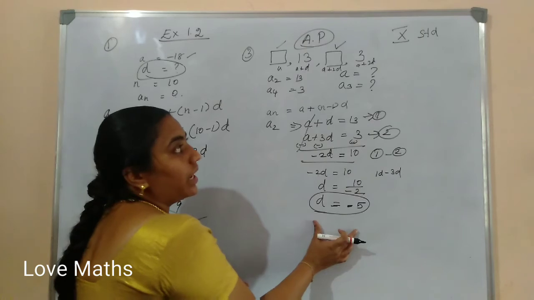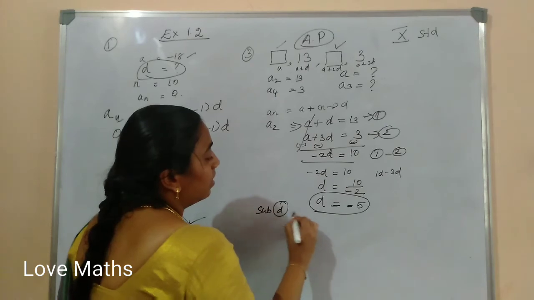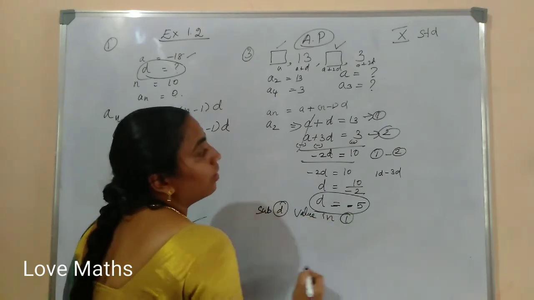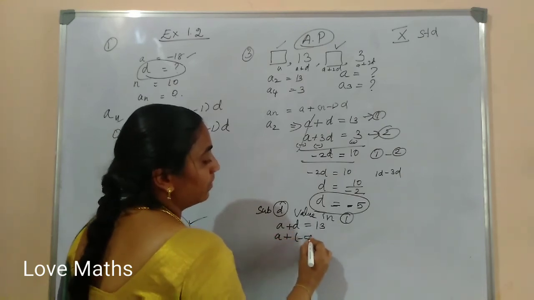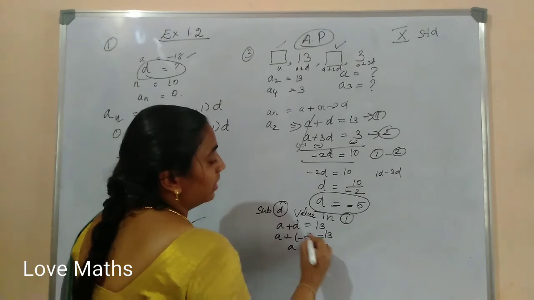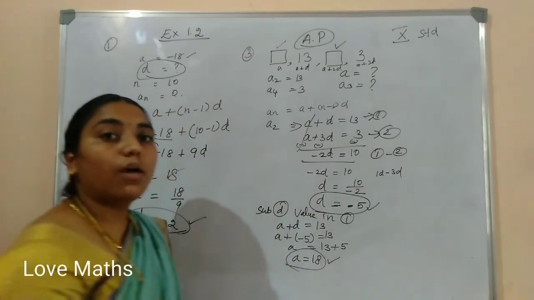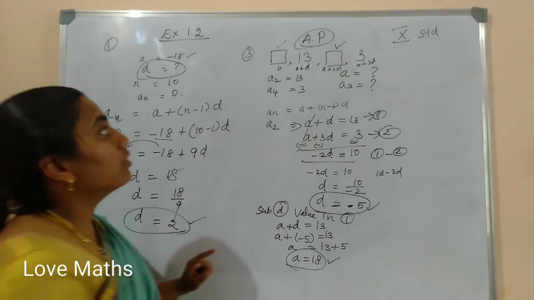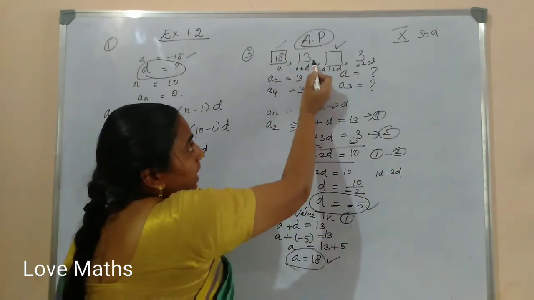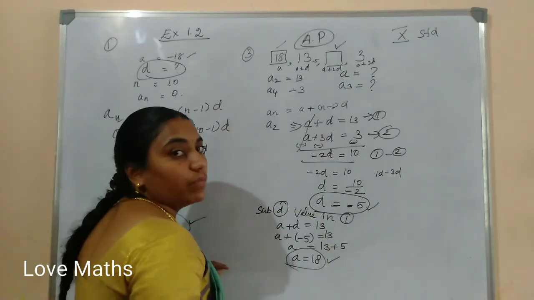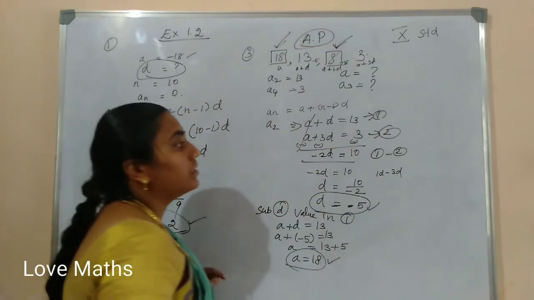I found the d value. Now you should substitute somewhere, and you can get the a value also. Substitute the d value in the first equation. First equation is what? a plus d equal to 13. a I don't know. d is minus 5, equal to 13. So a is equal to 13, minus 5 come this side plus 5. So a is equal to 18. Now I found a and d. a means first term. So the first term is 18. d is minus 5. So it is reduced. 18 minus 5 is 13. Again 13 minus 5 means 8. So 8 minus 5 is 3. So the first term and third term, this is the answer.